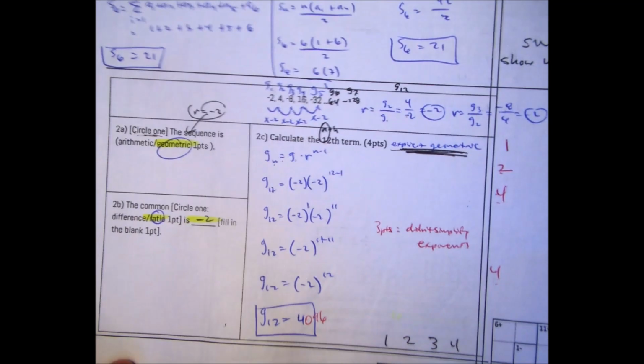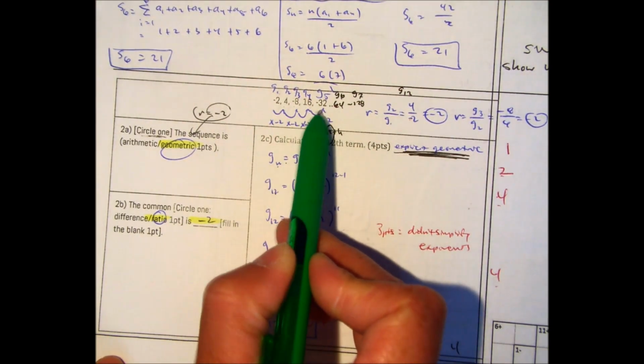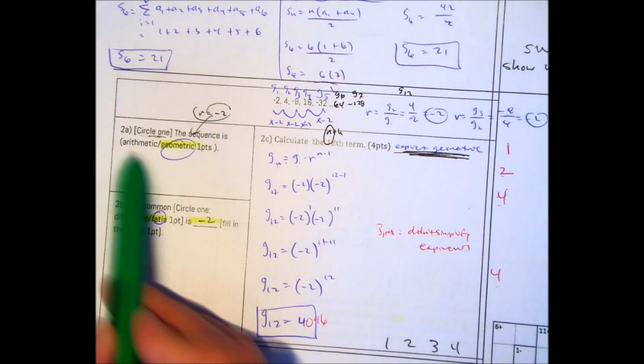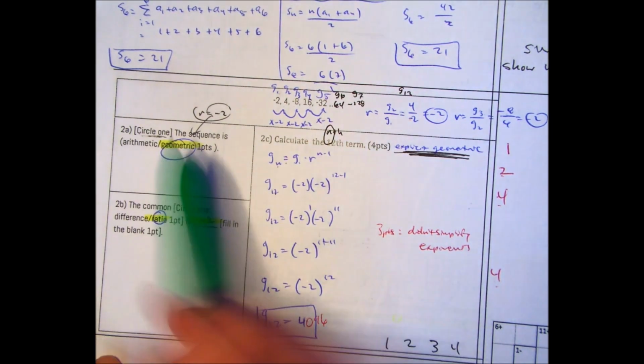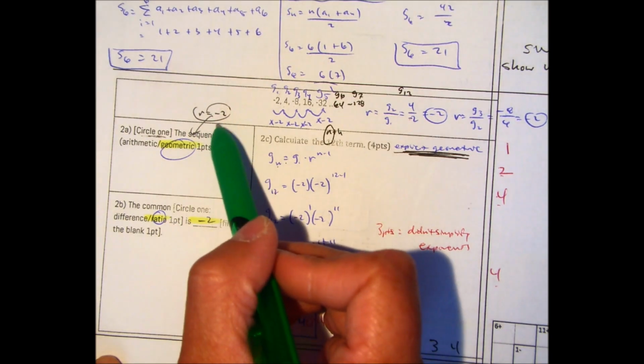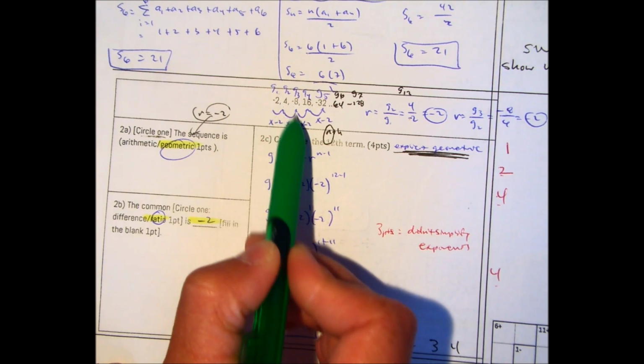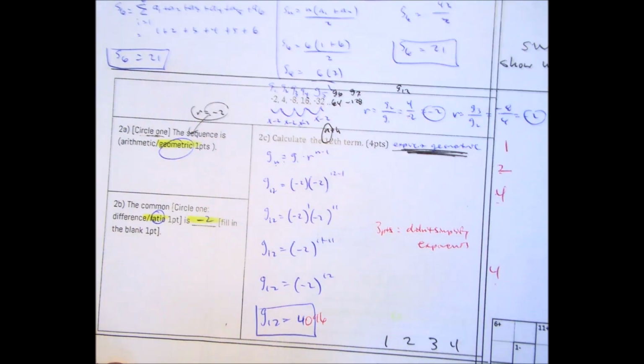Next question. Here's a list of numbers: -2, 4, -8, 16, -32. This sequence is a geometric sequence. It's a geometric because my ratio is -2. There's 2 ways of finding the ratio in that problem. You can just recognize that you're multiplying by -2 on each of those numbers.